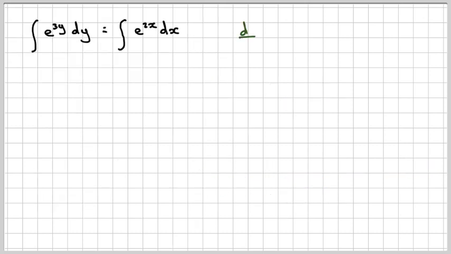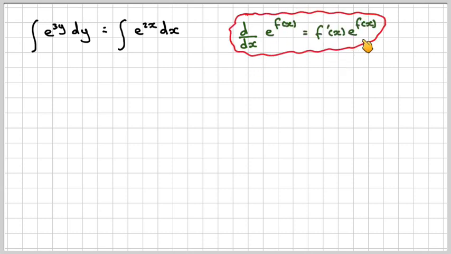So what we've got to remember, if we differentiate e to some function of x, it becomes f dashed of x e to the f of x. So if we differentiate e to the 3y, then we're going to get an extra 3 in front. So to compensate, when you integrate, you need to put a 1/3 in front because of this rule here. So if you think now, if we differentiate, that 3 will come down. We get 3 over 3 e to the 3y, so we get 1 times e to the 3y. We got back to what we started with.